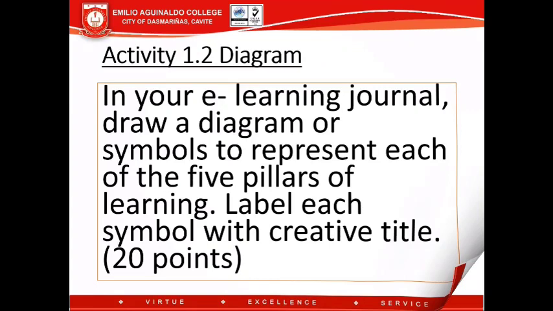And for the last part of our class today, we will go to our activity. Activity 1.2, diagram. You are asked to make your own diagram. In your e-learning journal, draw a diagram or symbols to represent each of the 5 pillars of learning. Label each symbol with a creative title. This activity will have 20 points in total.